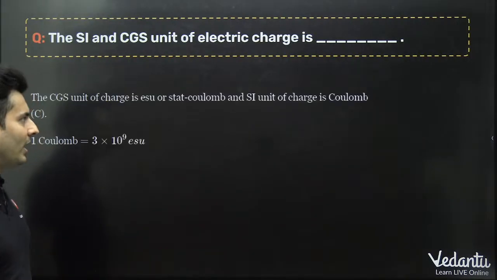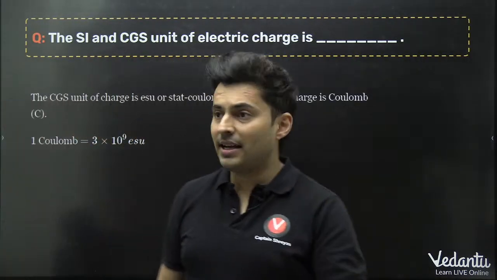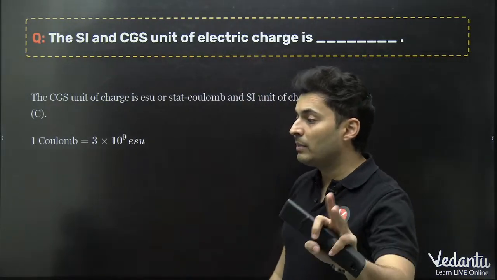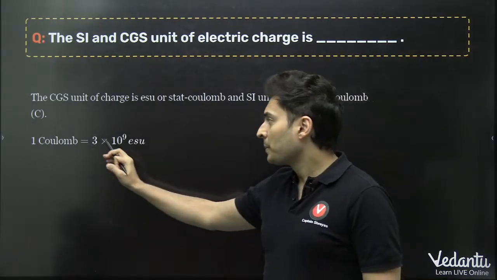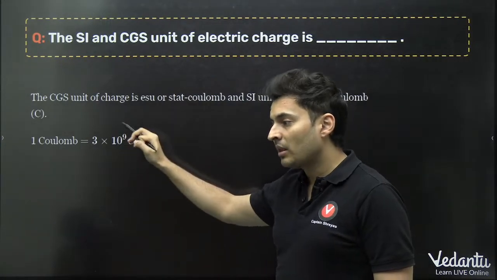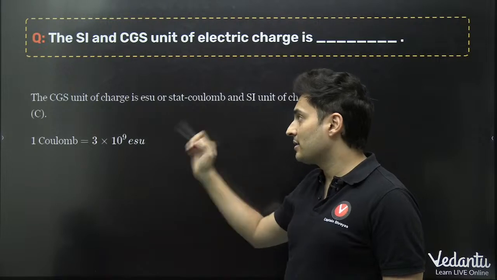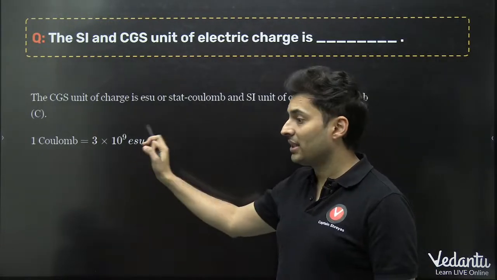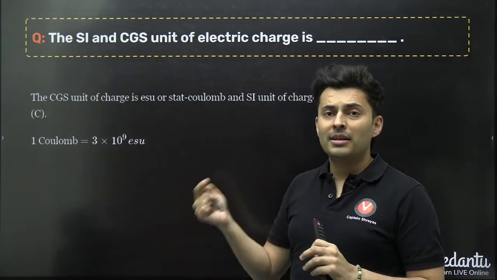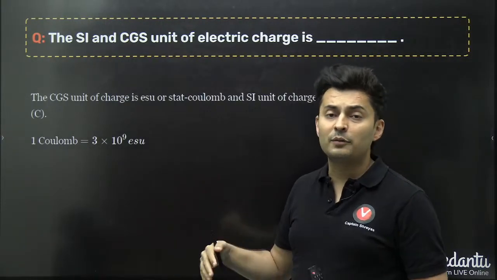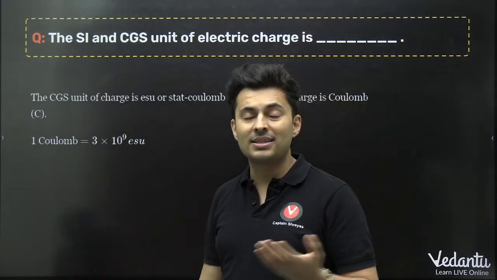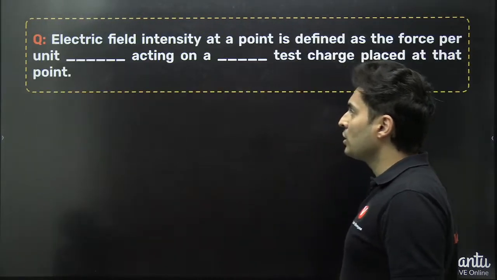Welcome. Yes, one is basically Coulomb. Coulomb is the SI unit, and the CGS unit is ESU. Many people do not know the CGS unit, ESU, and one SI unit is 3 into 10 to the power 9 ESU. Know this conversion factor. If it comes directly, you will not waste time. Else you will spend a lot of time converting it from current and other things. Okay, let's move on.